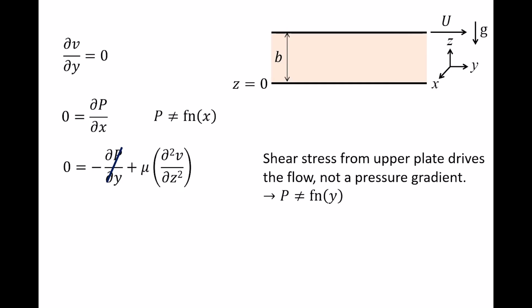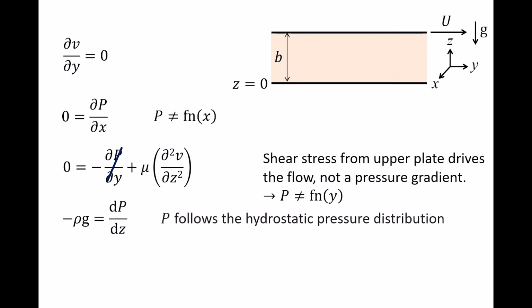term becomes 0. The Navier-Stokes equation in the z direction simplifies to negative density times the gravitational acceleration equals dp dz. And here we have replaced the partial derivatives with full derivatives because we've already determined the pressure is not a function of x or y, it's only a function of z. This is the same result for the pressure variation that we found in static fluids, which we called the hydrostatic pressure distribution. If we integrate this equation, we would find that the pressure increases linearly as we move from the top plate to the bottom plate.